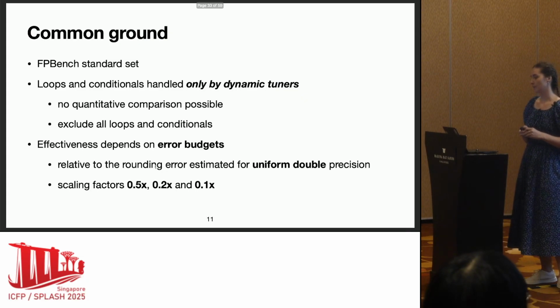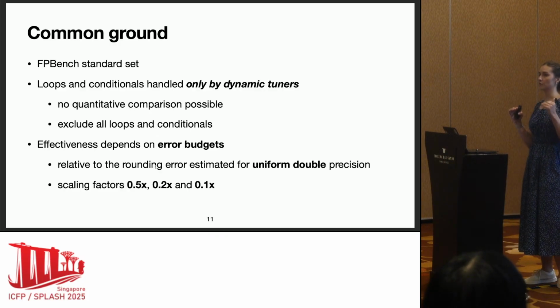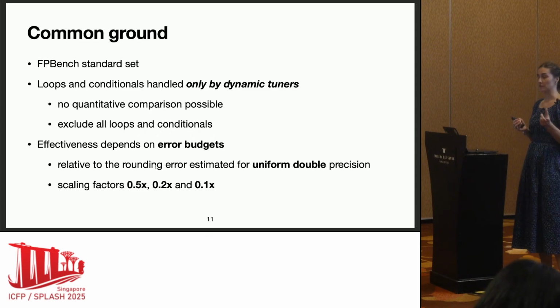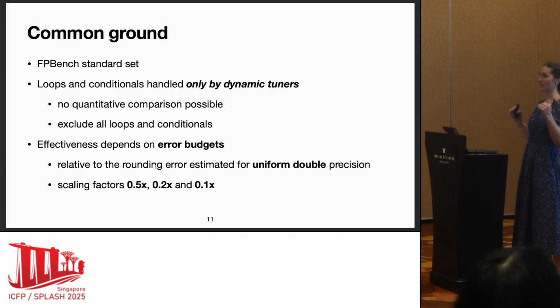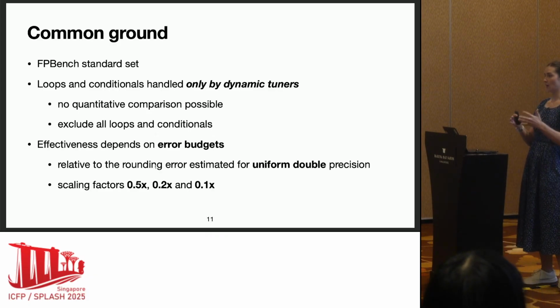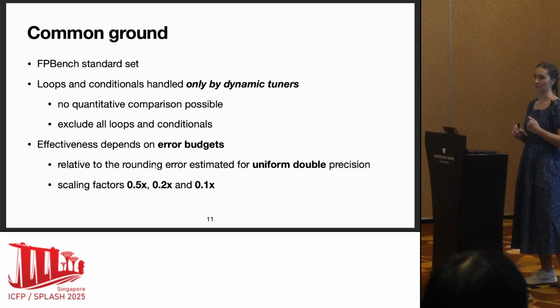Another important point: as a part of the specification, we have these accuracy constraints, and the effectiveness of the optimization also depends on this part of the specification. It was previously shown that the most effective optimization can be done if the constraint, this error budget, is just below what the uniform precision can provide. So we came up with 3 different scaling factors, and we took as a reference value what the tuners reported for uniform double precision for each benchmark, and then we scaled it down to obtain different specifications.